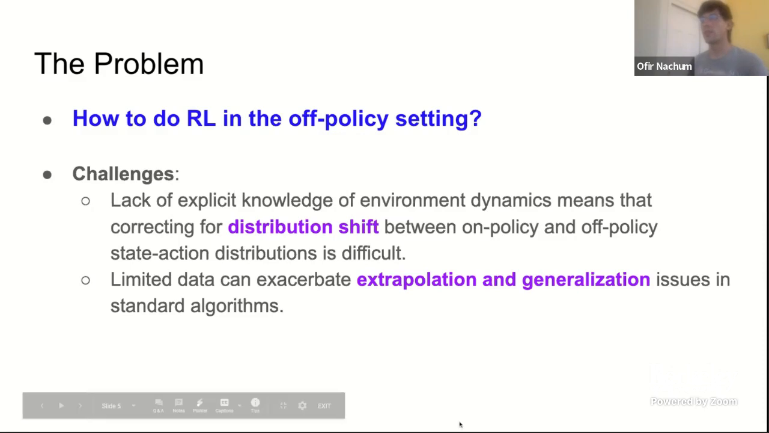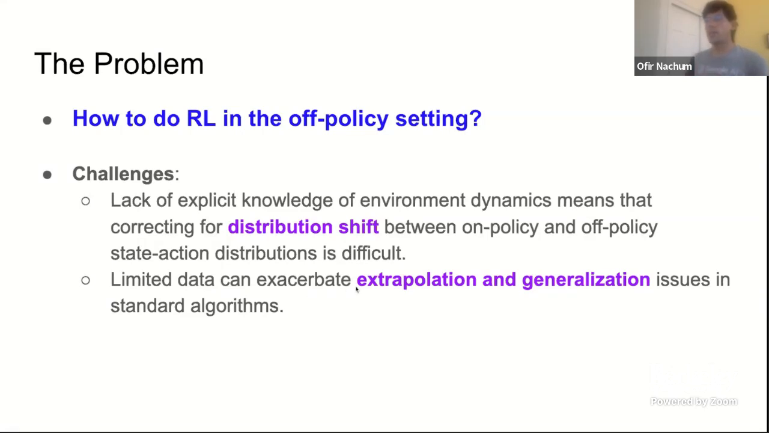The first one is the distribution shift problem, which refers to the fact that the off-policy data set you have access to gives you a distribution over state-actions which is different from the on-policy distribution you usually want when performing Monte Carlo samples or when performing on-policy policy gradient.